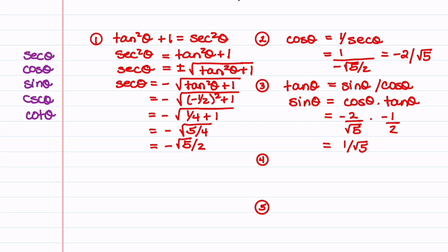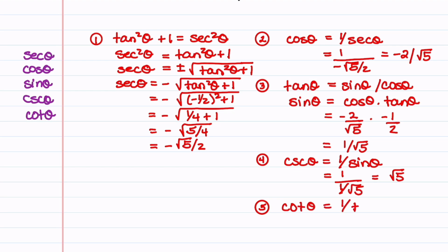We'll now use reciprocal identities to find cosecant theta and cotangent theta. Cosecant theta is 1 divided by sine theta. So this gives us a value of 1 divided by 1 over root 5, which is equal to root 5. Lastly, cotangent theta is equal to 1 divided by tangent theta. This is equal to 1 divided by minus 1/2, which gives us a value of minus 2.